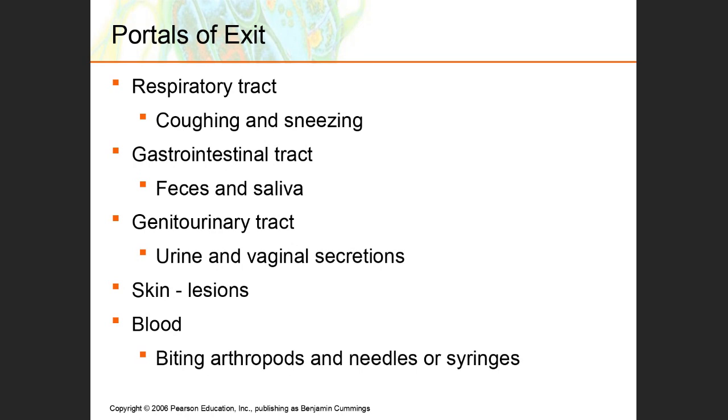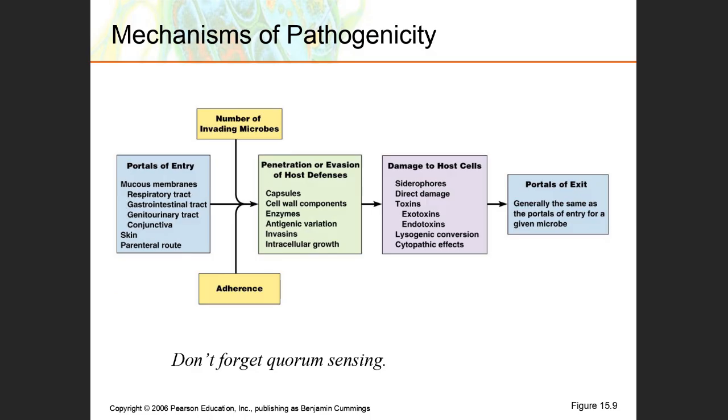Skin-to-skin contact, abrasions, a good way to transmit herpes or staph infections, blood, insects. It's possible for an insect to bite an infected person, and then when they bite you, you get infected. When it comes to needles, IV drug users sharing needles is a way, right, through blood to get infected with things like HIV or hepatitis. But the pathogen's got to get out because it's going to die. So it leaves through a portal of exit that is related to the portal of entry.